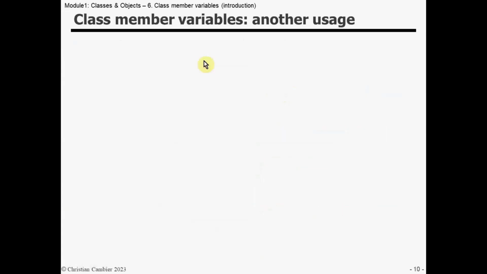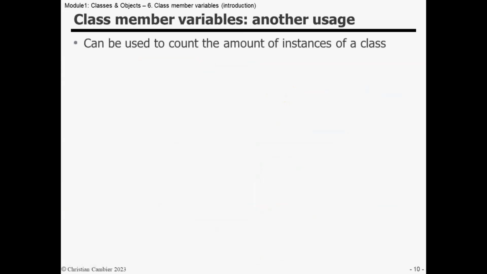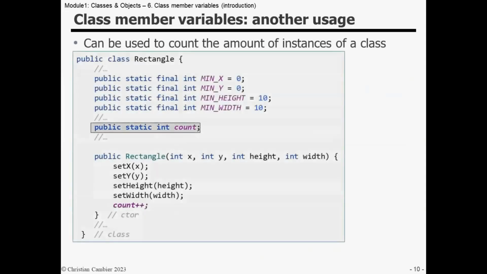Another interesting and handy usage of class member variables is that it can be used to count the amount of instances of a class. So what I'll do is I'll add another class member variable, integer count, which I'll increment every time a constructor is invoked. So every time the client creates a new rectangle, that count will be incremented, and that way we will be able to obtain the amount of instances of the rectangle class.